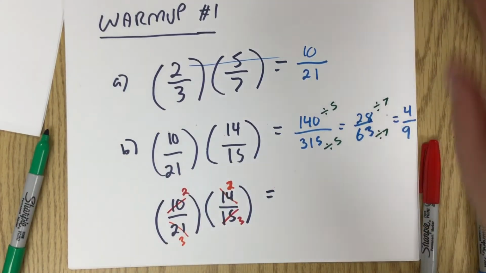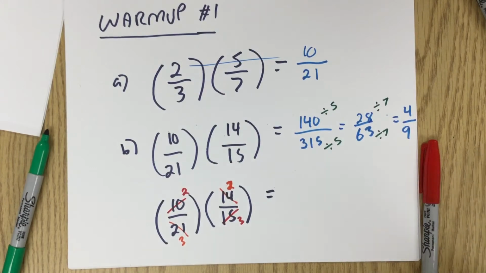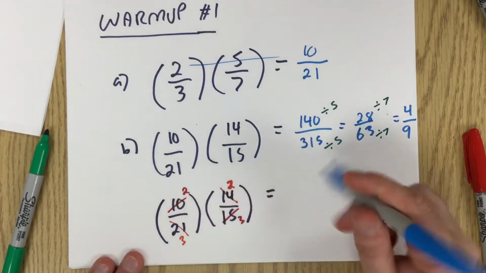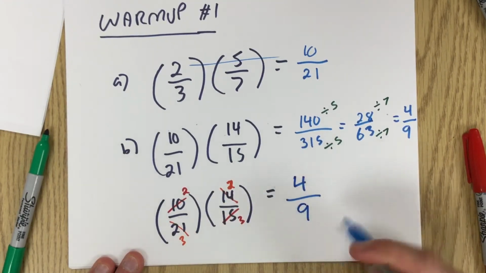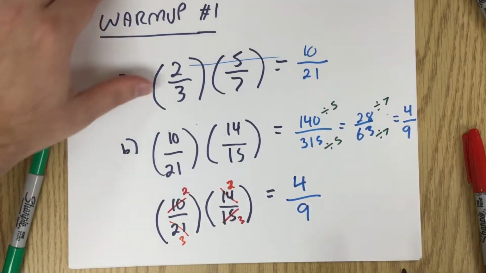Plus you use different colors other than red and orange. They look pretty similar. And now I'm going to multiply across. 2 times 2 is 4. And 3 times 3 is 9. And that was a lot easier. I didn't even have to use a calculator for that one.